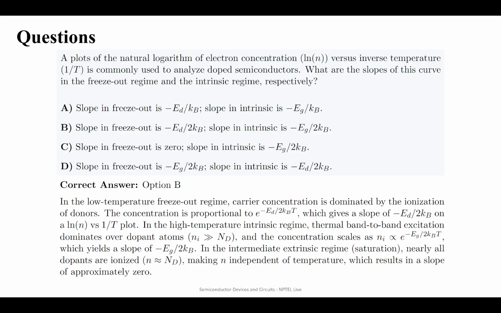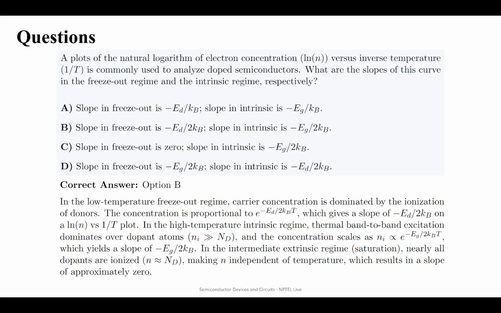So the answer to this is option B. In the low temperature freeze-out regime, carrier concentration is dominated by the ionization of donors. The concentration is proportional to e power minus Ed by 2 kT, which gives a slope of minus Ed by 2 kB on a ln n versus 1 by T plot.